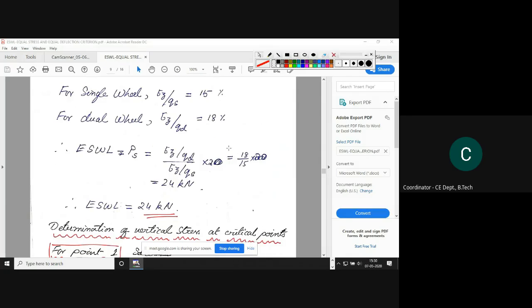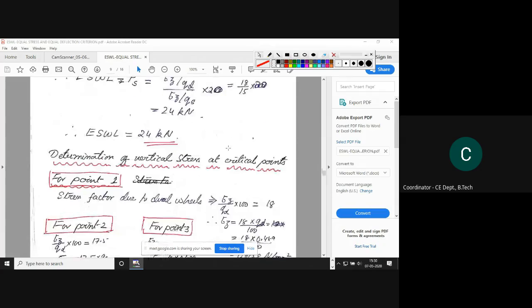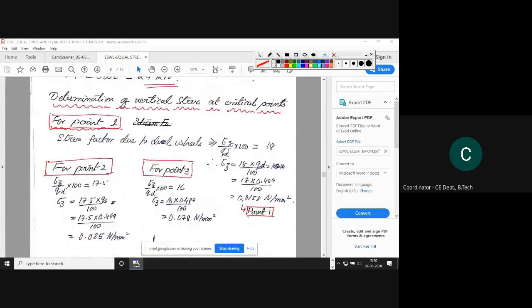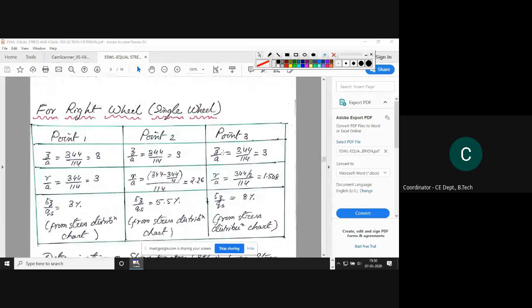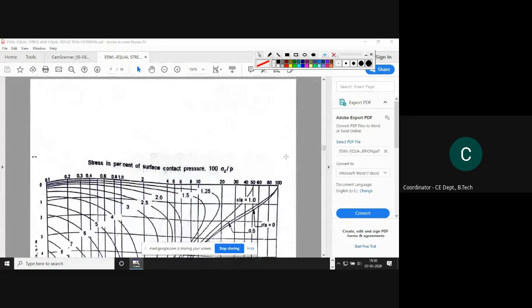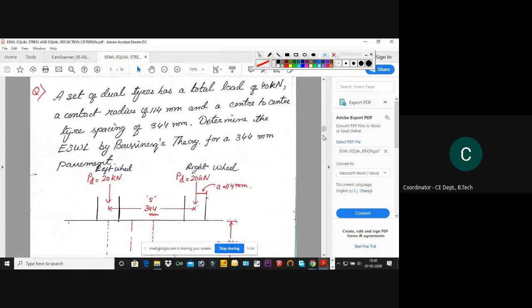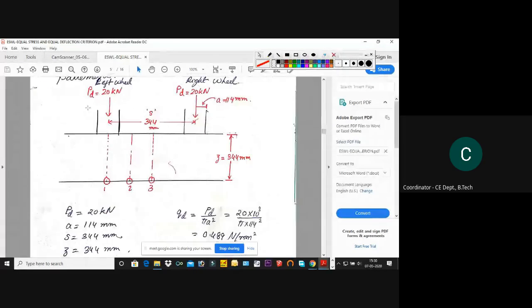Now this is that method, the stress criterion method. Now they will ask you to determine the stresses, the vertical stresses that will develop due to this dual wheel combination at point 1, point 2, point 3. Then how will you calculate? That is, they will ask you to find sigma z1, sigma z.